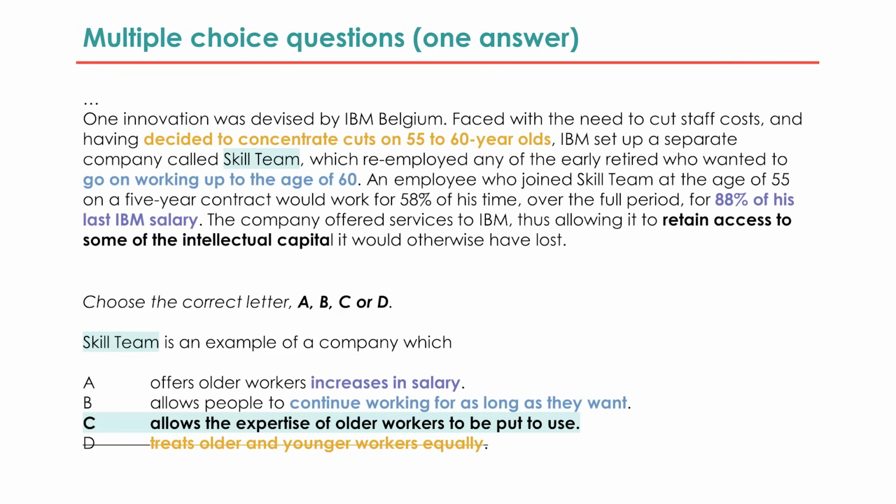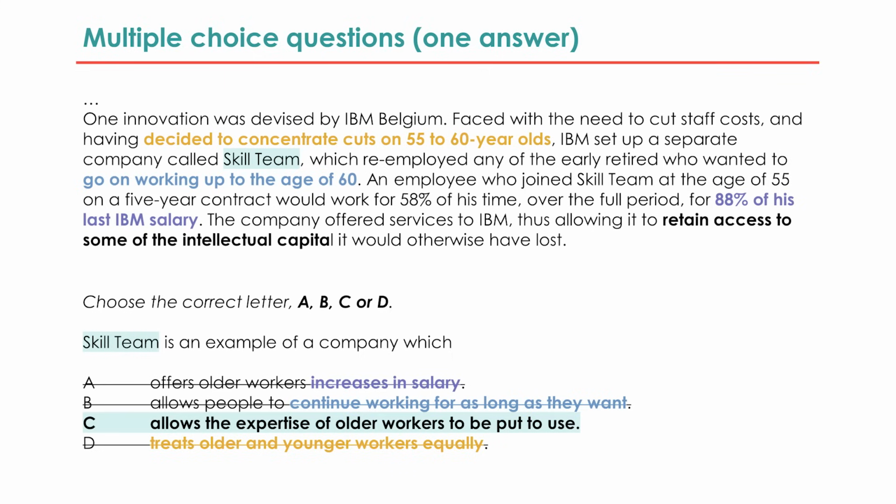Next, they re-employed those who wanted to go on working up to the age of 60, which means that option B, that it allows people to continue working for as long as they want, is incorrect. Next, those people were re-employed for 88% of their last IBM salary, which means that option A, that older workers received increases in salary, is incorrect.